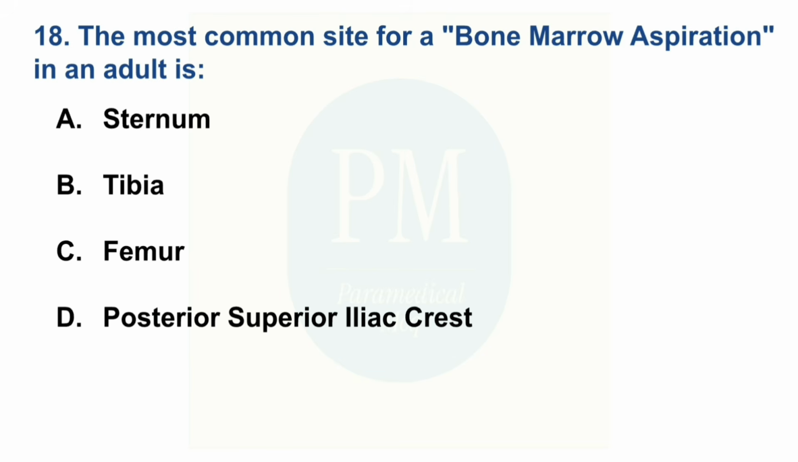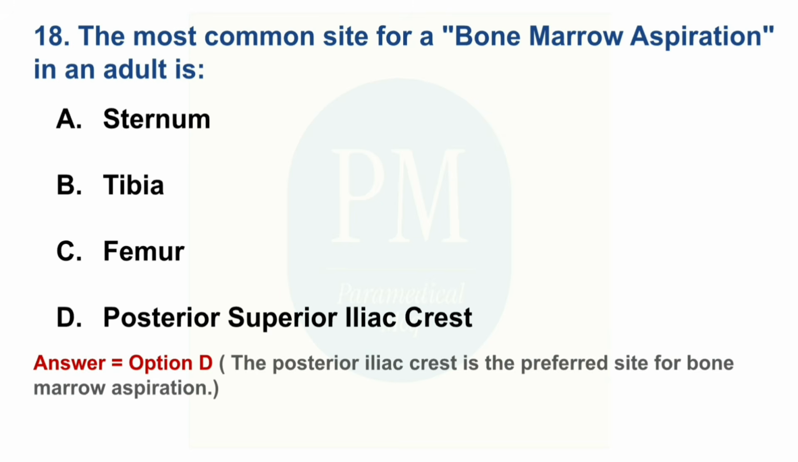The most common site for a bone marrow aspiration in an adult is: option A, sternum; option B, tibia; option C, femur; option D, posterior superior iliac crest. The correct option is option D, posterior superior iliac crest.